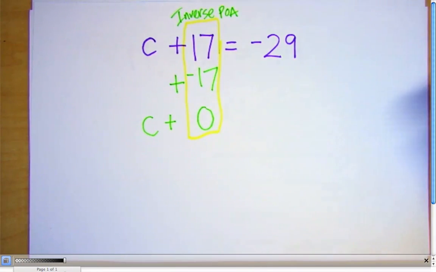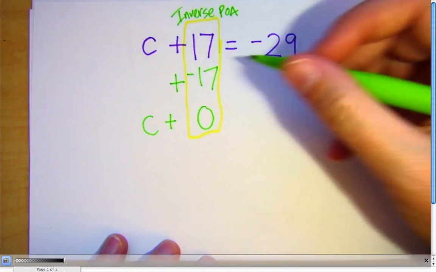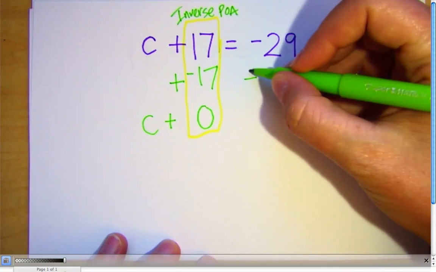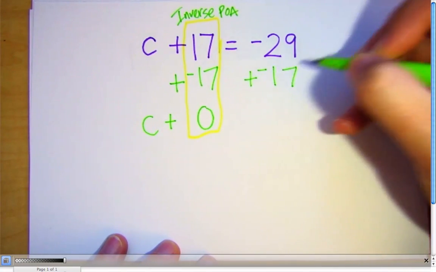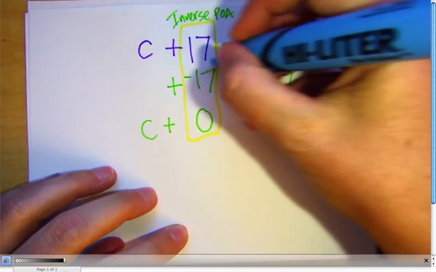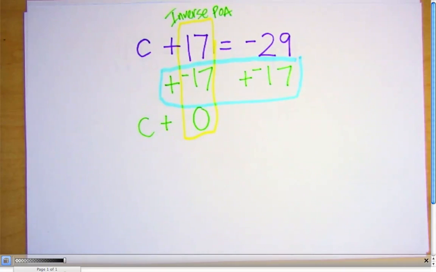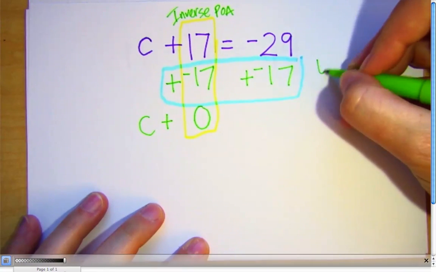Now, I can't just do something on one side of an equation. I always have to match it on the other side. So if I add negative 17 to this left side of the equation, I also have to add it over here to the right side of the equation. That's called the equality property. Whatever I do to one side of an equation, I have to do to the other. Okay, so that's the equality property, in this case, addition.